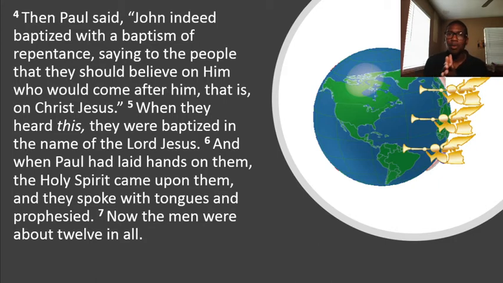And so those that lived or died before this truth came out have a different set of requirements. Those that lived to see Christ's baptism and to hear the message from John the Baptist were supposed to be baptized by water. That's how it is. When they heard this, verse 5, they were baptized in the name of the Lord Jesus. And when Paul had laid hands on them, the Holy Spirit came upon them, and they spoke with tongues and prophesied.